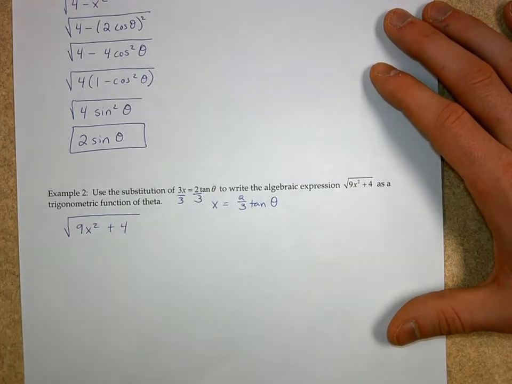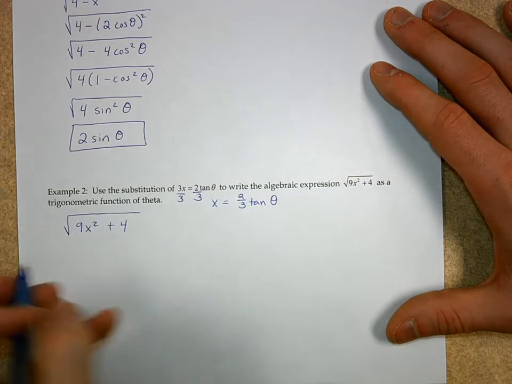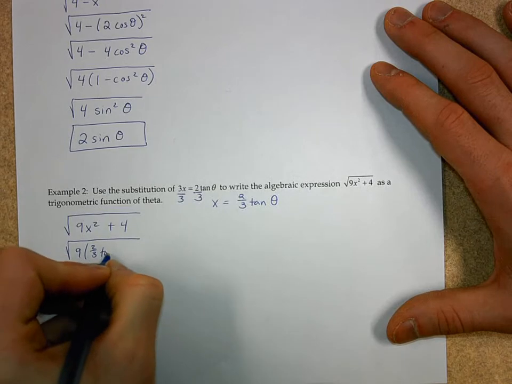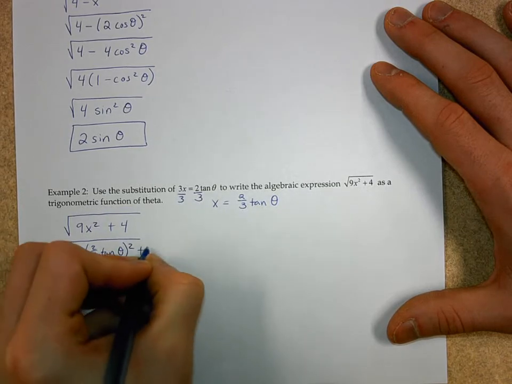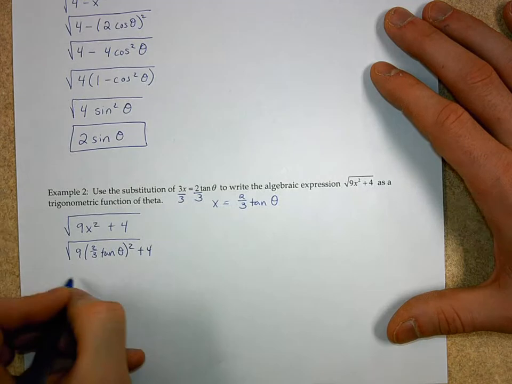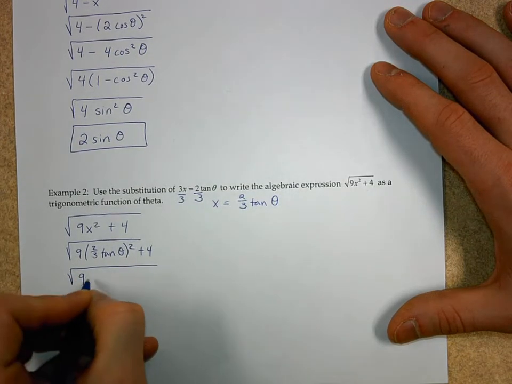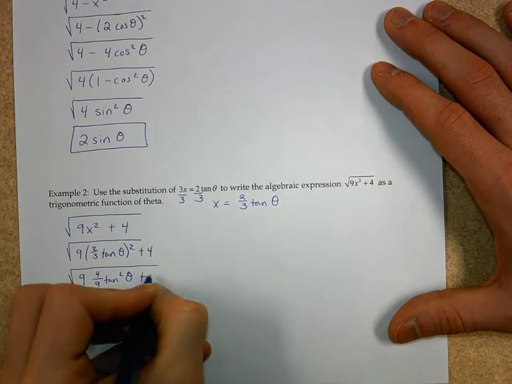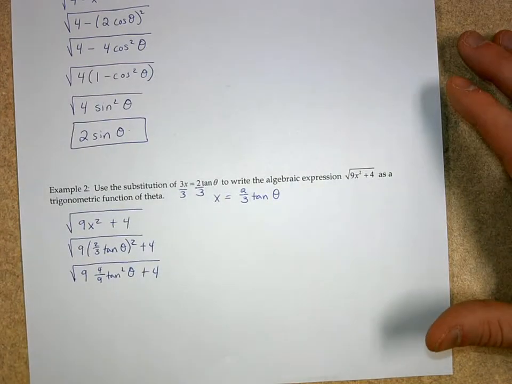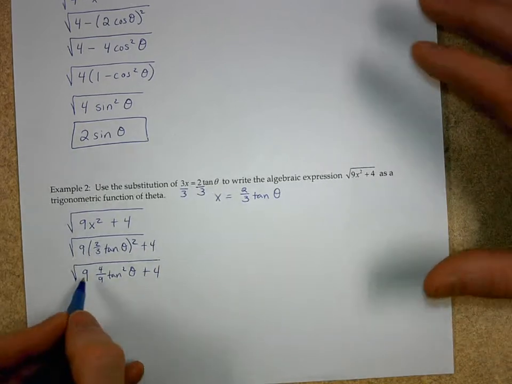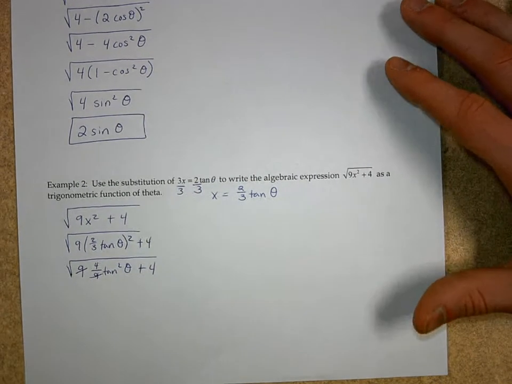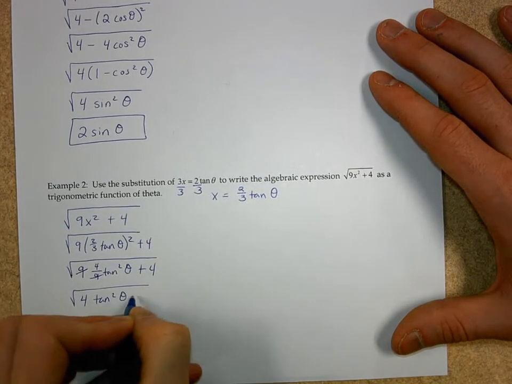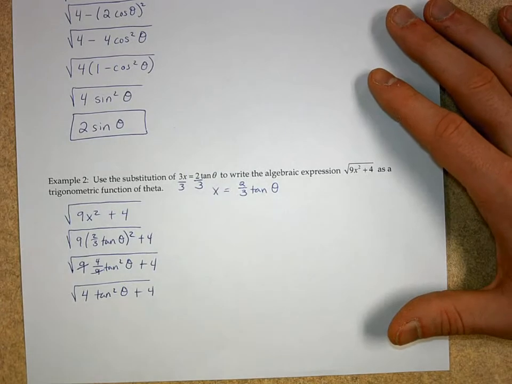So 9x squared plus 4. In place of x, we're going to put the 2/3 tangent of theta. And now we'll square that. I can see right here my 9's are going to cancel down. So really I've got 4 tangent squared of theta plus 4.